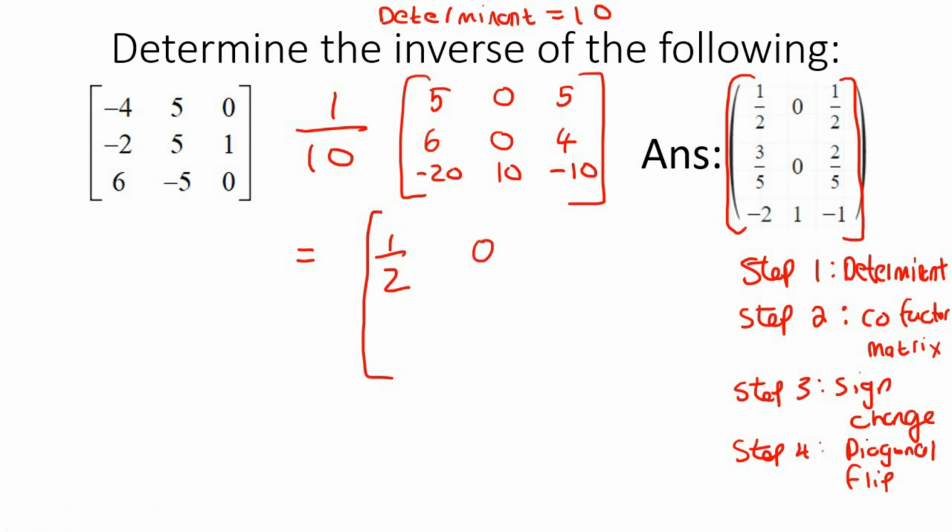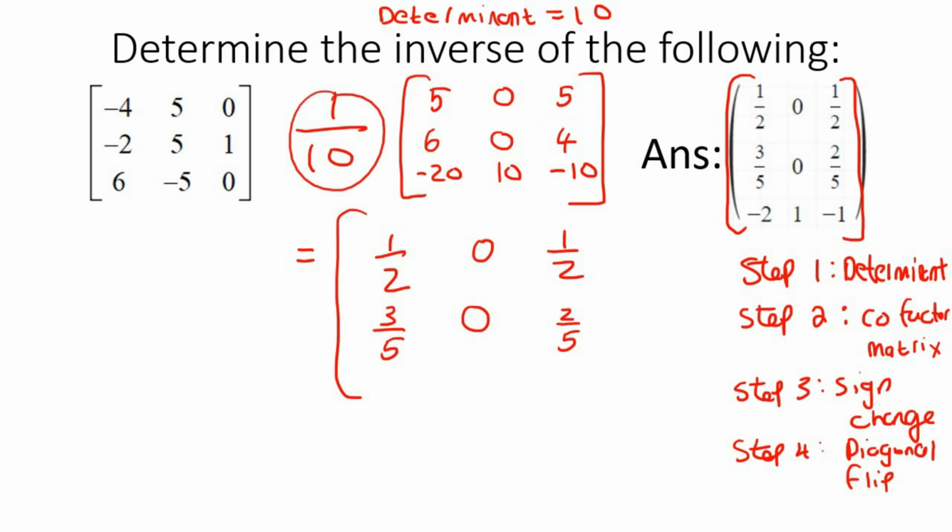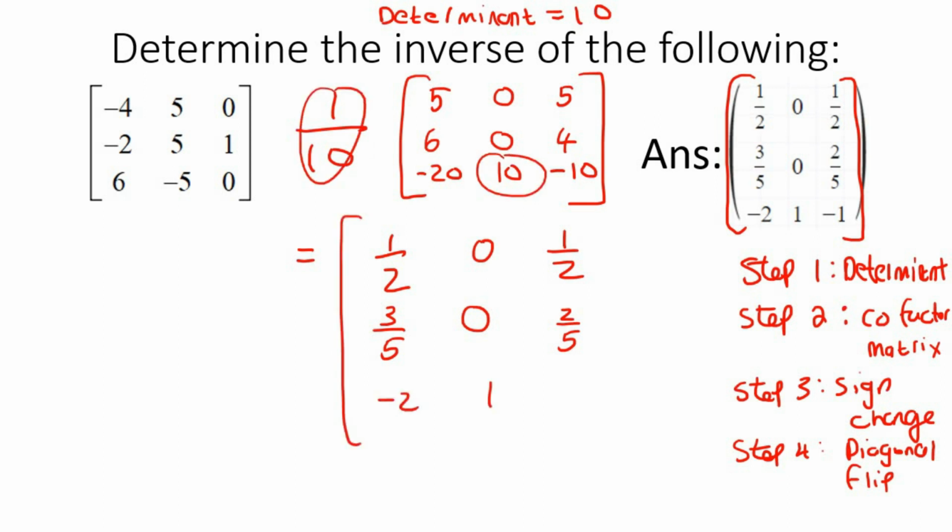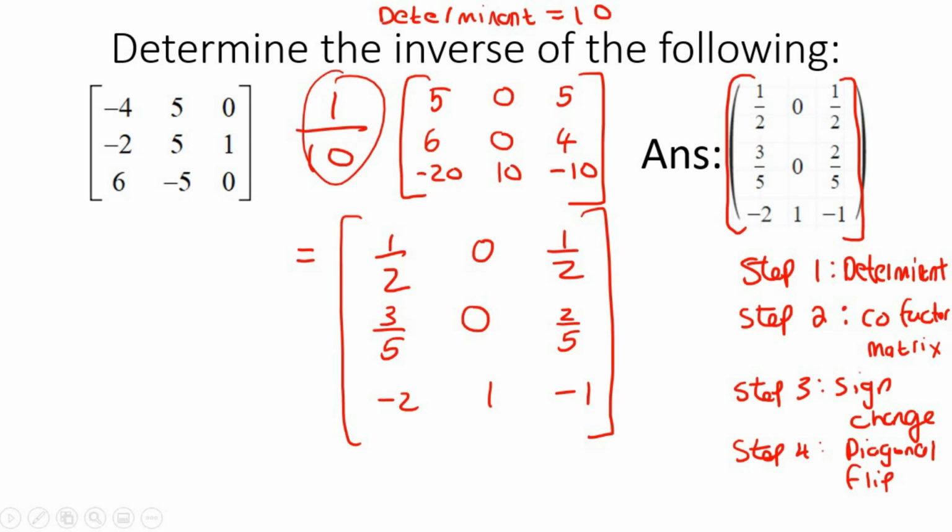1 over 10 times 0 is 0. This one would be a half. The next one would be 6 over 10, but that simplifies to 3 over 5. The next one's a 0. 4 over 10 simplifies to 2 over 5. I'm just multiplying all of these. Okay, now I'm multiplying this one, so that's going to be -2. This one is going to be a 1, and then this one is going to be -1. And that is it. That is how we do the inverse.